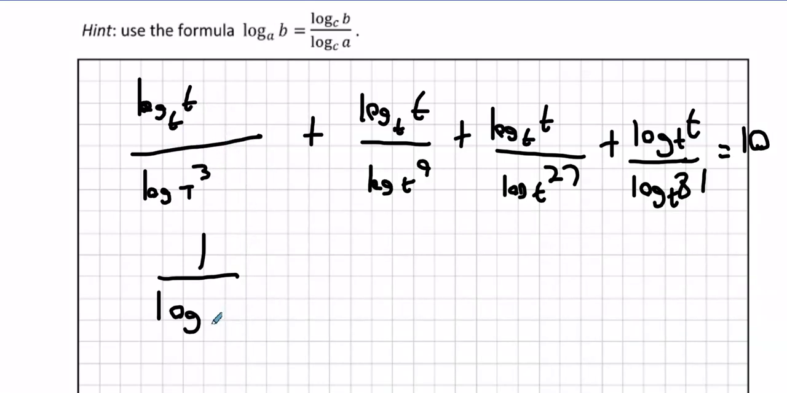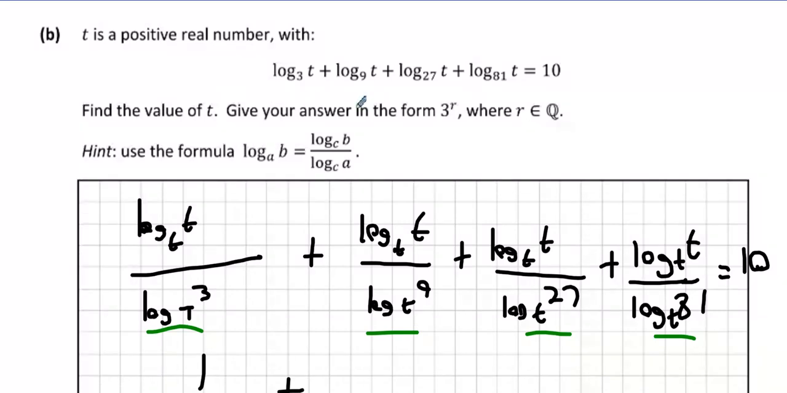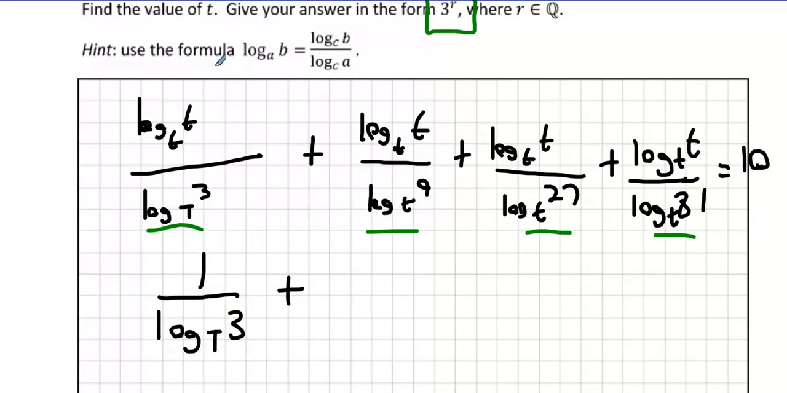Now, here's where I'm starting to struggle, because all the denominators are different from each other. There are 4 different denominators: 1, 2, 3, 4. I need some way to make them similar. There's a hint in the question: the 3 means there must be all multiples of 3. So what could I change 9 into? 3 squared. 27 is 3 cubed. 81 is 3 to the power 4.